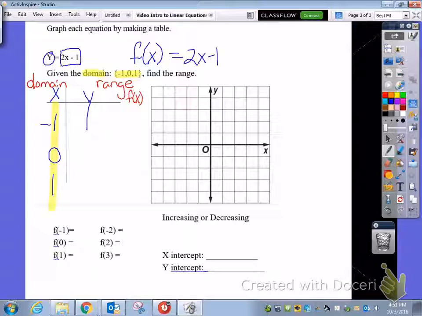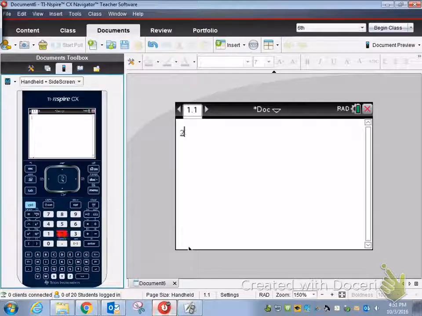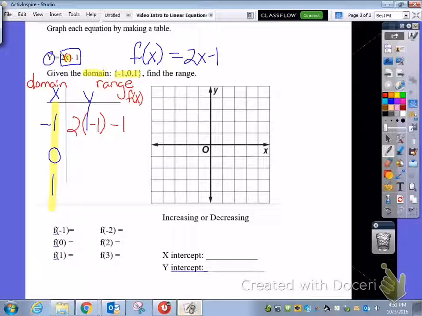Now, since I'm given the value for x, wherever I see the x, I'm going to put that value. But remember, you always put parentheses, okay? So that's going to be 2 parentheses, negative 1 parentheses, minus 1. So on my calculator, 2 parentheses, negative 1, close parentheses, minus 1. Hit enter. That's negative 3. So the first one is negative 3.